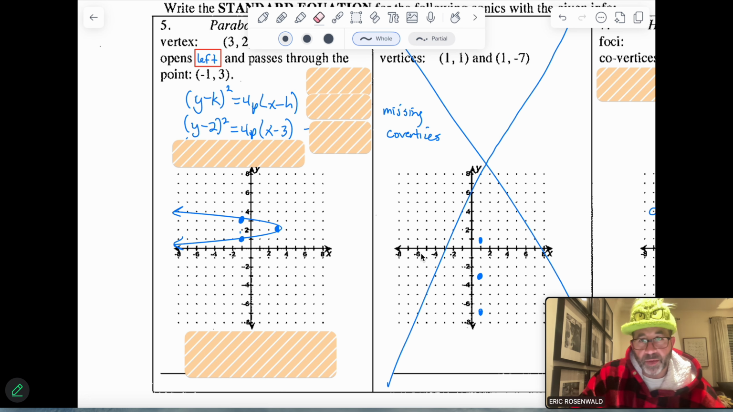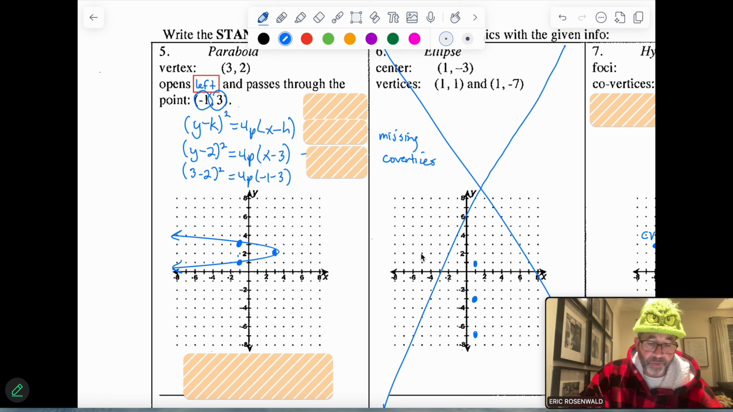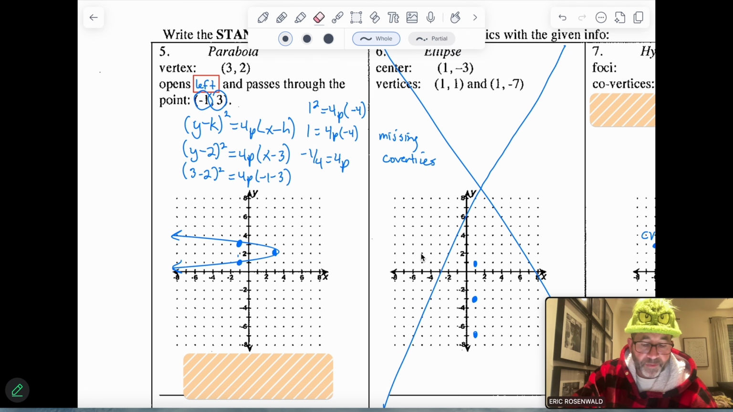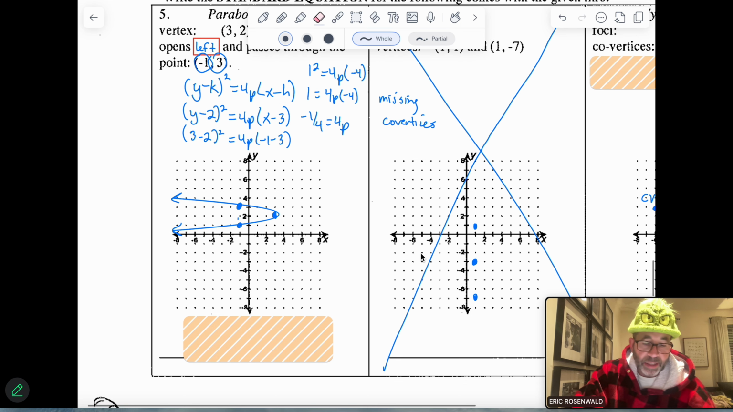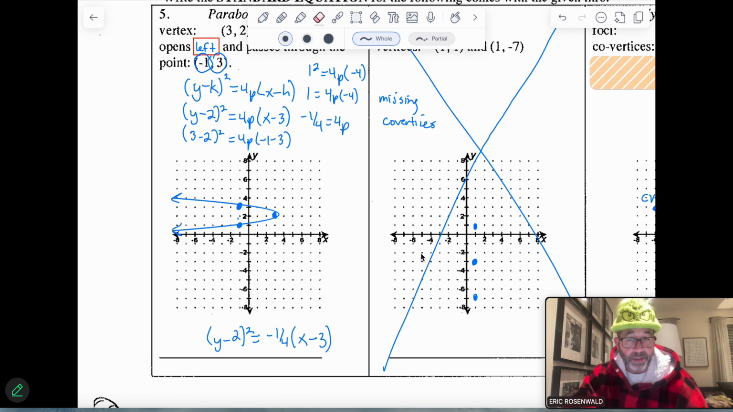I put in the h and the k, which is our 3 and 2. I'm going to put in the coordinate which is given, which is our x and y in this. This is my x and this is my y. We're going to go ahead and simplify those and solve. We get 1 squared on the left side equals 4p times -4 on the right. And that means that we have 1 equals 4p times -4. If we divide by -4, we get -1/4 is my 4p value. So if I take that 4p value and I replace it with a -1/4, my equation looks like this at the end. And that's it. That's what we were just asked.